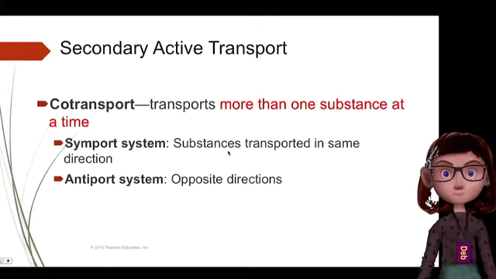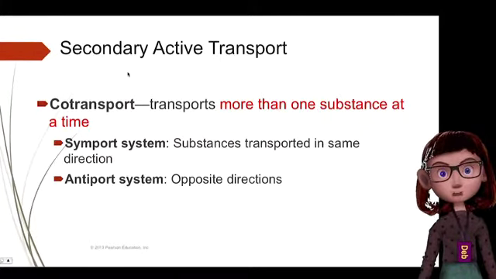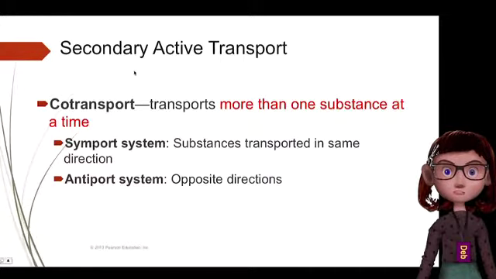So secondary active transport. There's different types of secondary active transport, and it gets actually much more complex than this. Co-transport, though, would transport more than one substance at a time. A symport system transports the substances in the same direction. An antiport system will transport those substances in opposite directions.